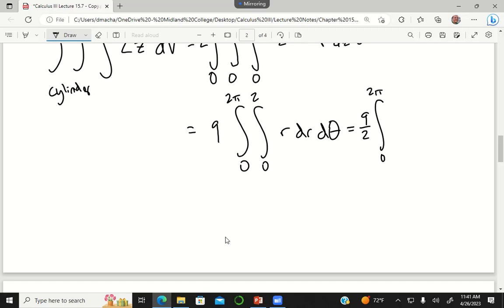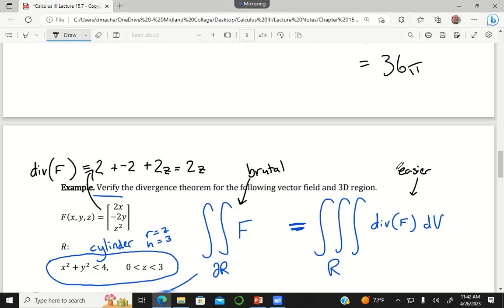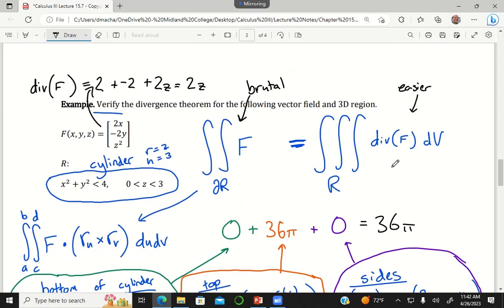Okay, but then the r squared part is going to be 2 squared minus 0 squared, so that's going to be 4. And so that's 4 and 2 and 9 make 18. And then the integral from 0 to 2 pi d theta is 2 pi, which is 36 pi. That is so much easier. Yeah, exactly. So that's the point of the divergence theorem. We verified that it works, at least for this example.